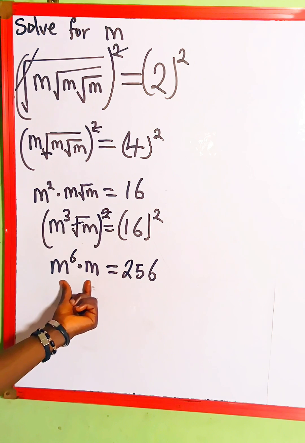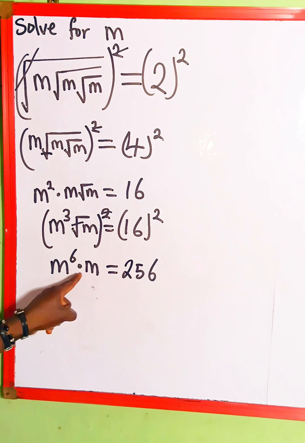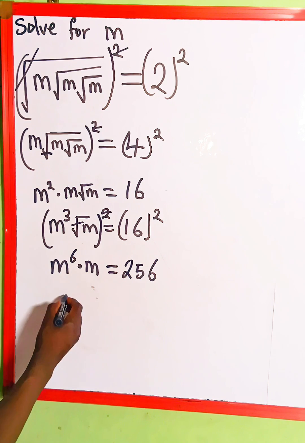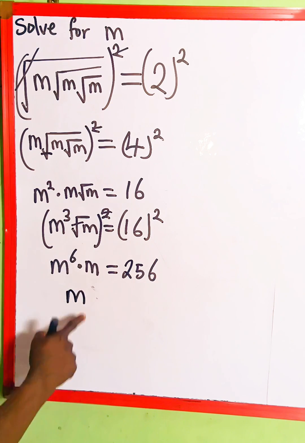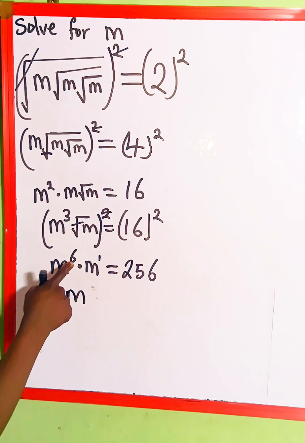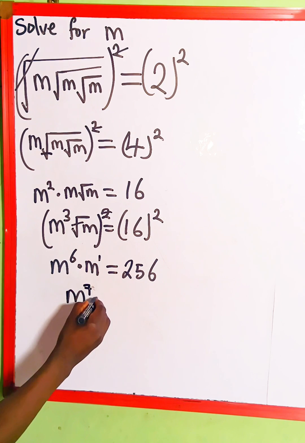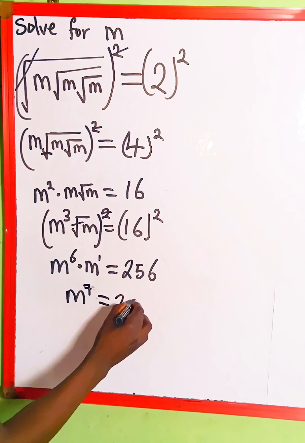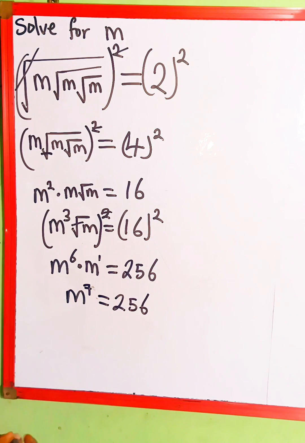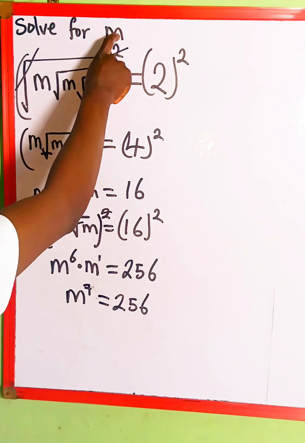We call this the multiplication property of indices. Since the bases are the same, we just write one of the base, then we add the power. This m is to power 1. 6 plus 1 is going to give us 7. Then everything will be equal to what? 256. Now remember, we are looking for the value of m.